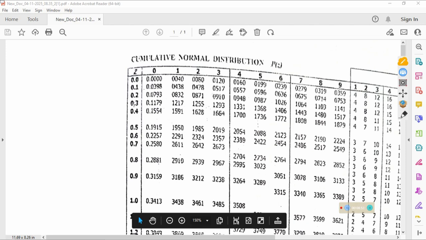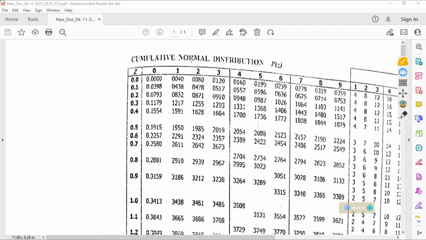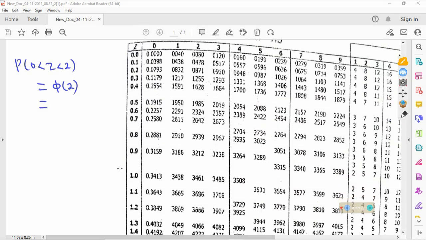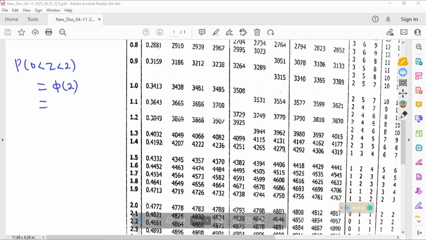So 2 is the Z value. We are using the cumulative normal distribution table. So if this is your table, this is Z. We are looking for the probability of 0 less than Z less than 2, and we are saying that this is the same as simply taking the table value reading of 2. So where do we have 2? In the Z column, you move until you are able to get a 2. So 2 will be at this point here.